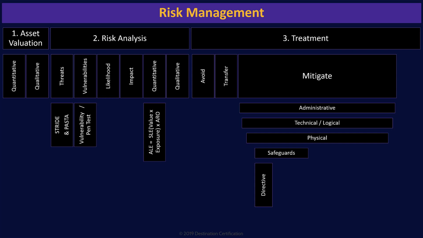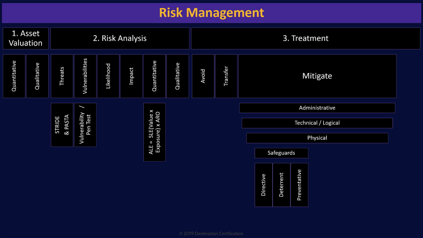And examples of safeguards are things like directive controls, deterrence controls, and preventative controls. And let's define each of those. So directive controls are controls which direct behavior. And the way that we direct behavior within an organization is policies. So directive controls are essentially policies which direct behavior.